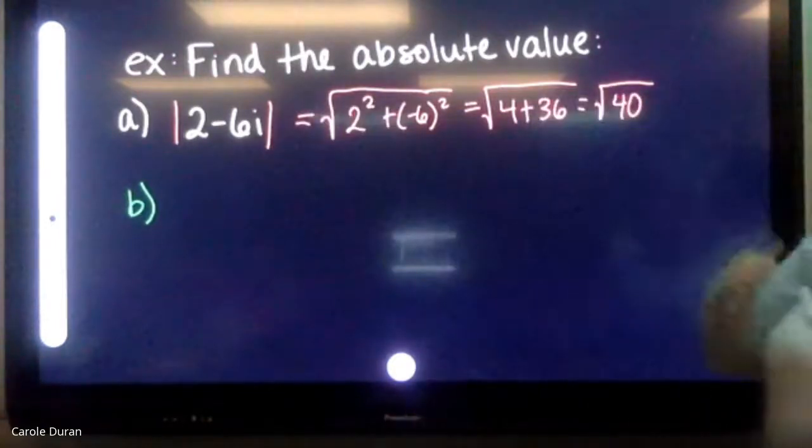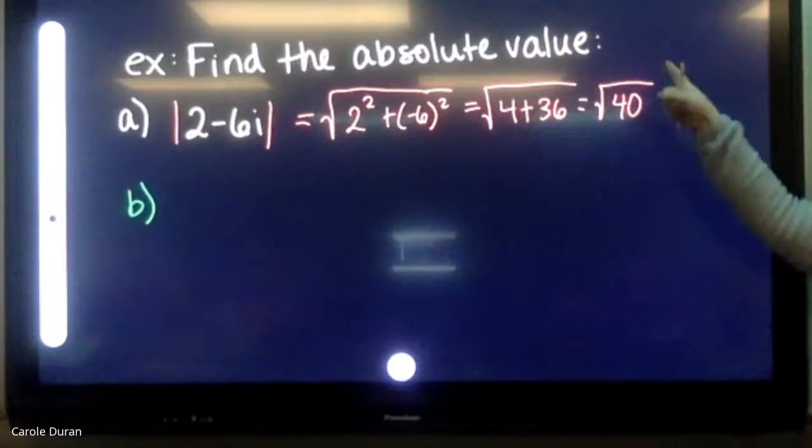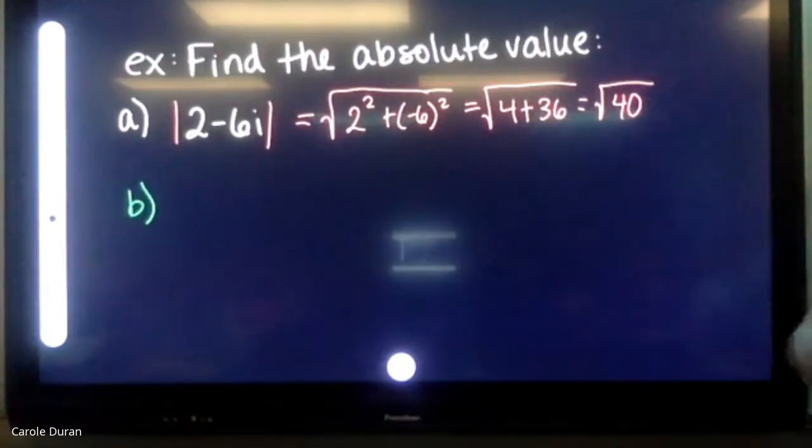Yeah, the absolute value is literally just that distance from the origin to that complex number on the graph. It is the exact same as magnitude. They just use different words because a complex number doesn't have direction or speed or anything.